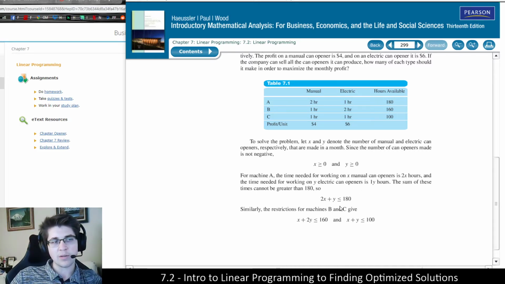So what this inequality is representing is the total amount of time I'm going to spend on my can openers in machine A, and that total has to be less than 180. And the other inequalities represent the constraints for machine B and machine C.